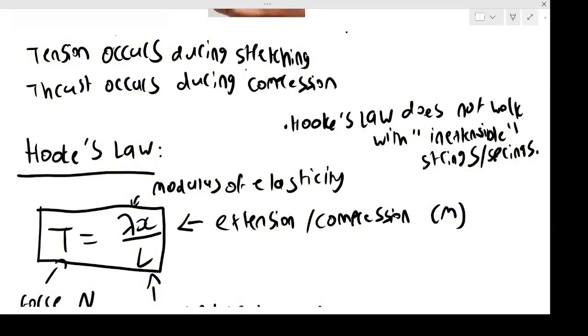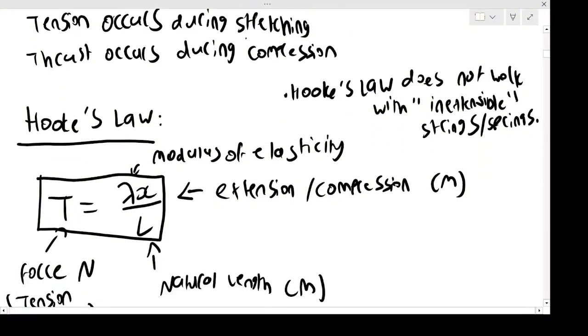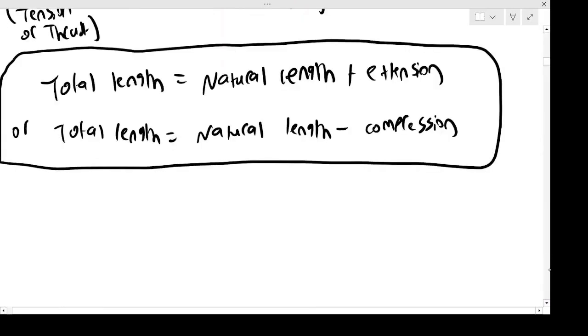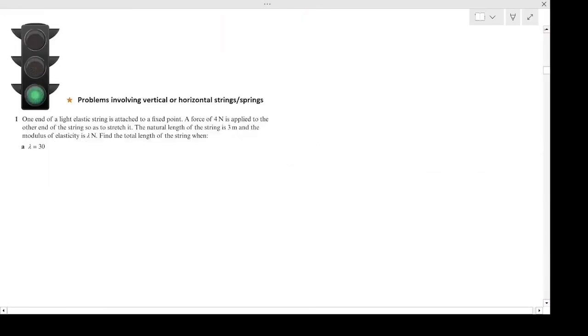So that's really the main thing we're going to be looking at: T is lambda x over L. Now we're going to look at some questions. Here we're told one end of a light elastic string is attached to a fixed point. A force of 4 newtons is applied to the other end of the string so as to stretch it. The natural length of the string is 3 meters and the modulus of elasticity is lambda newtons. Find the total length of the string when lambda is 13.